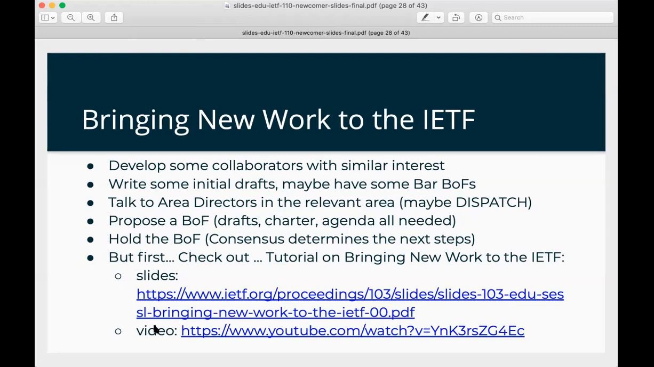Then propose a BOF, and a good BOF needs a draft, a charter, an agenda. The IAB shepherds BOFs, and if you want to have a successful BOF, I strongly encourage you to ask for the assistance of the IAB in finding somebody to help you shepherd that BOF. Then obviously you hold the BOF and figure out what the next steps are. There is a whole tutorial on this subject, and the slides and the video are available there.